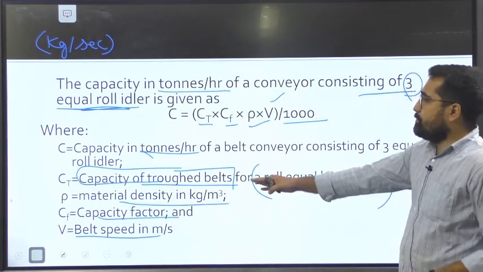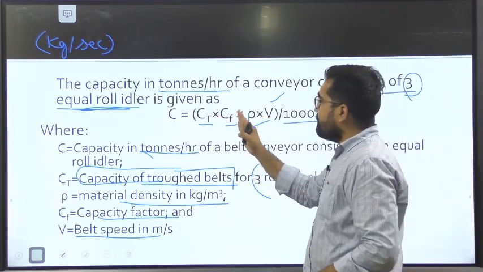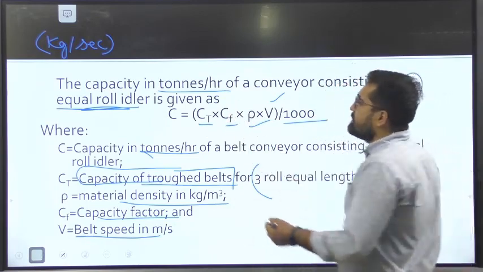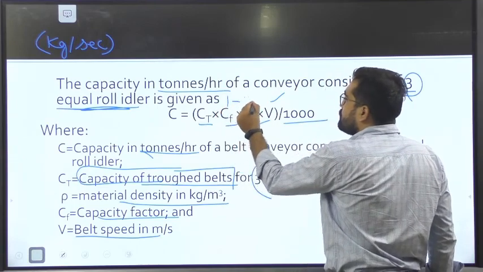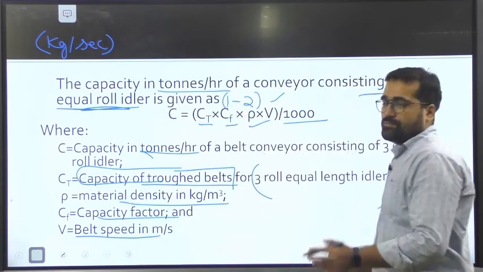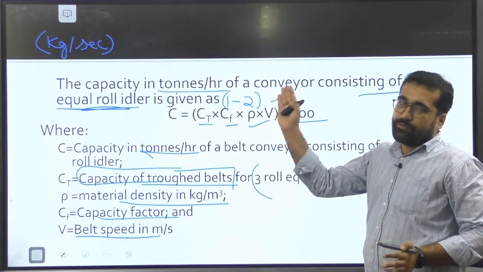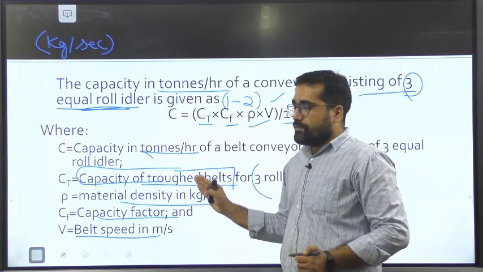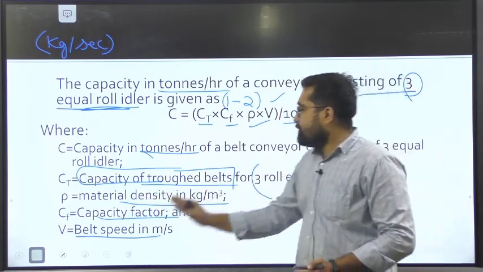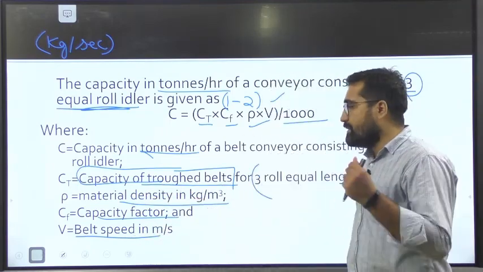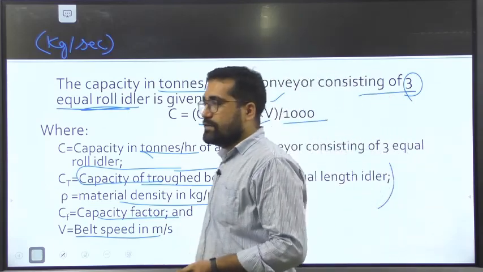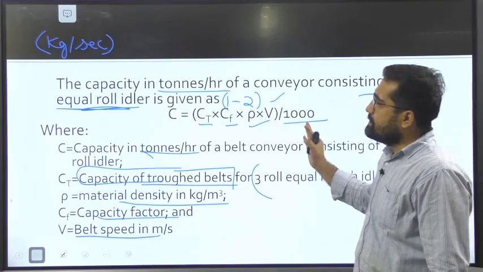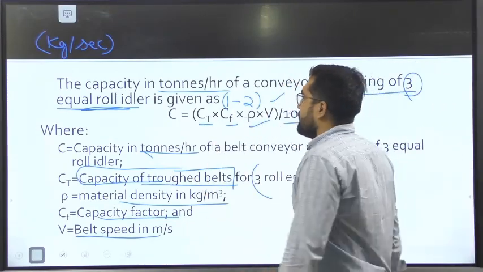We will put Ct here, and Cf will be the factor. Those factors we will see later, but generally this factor ranges from 1 to 2. So we can take any value from 1 to 2, or in numericals it will be given from 1 to 2. Cf will be the capacity factor. Rho is the density of the material, we know already, and V is the velocity of the belt in meters per second. So this is how we will find out the capacity in tons per hour.